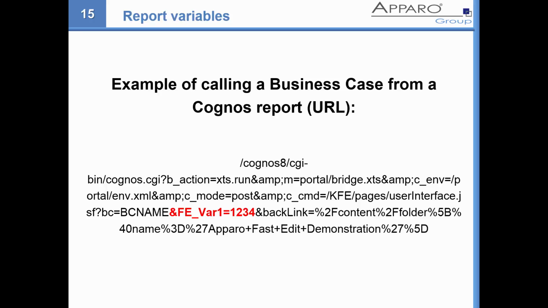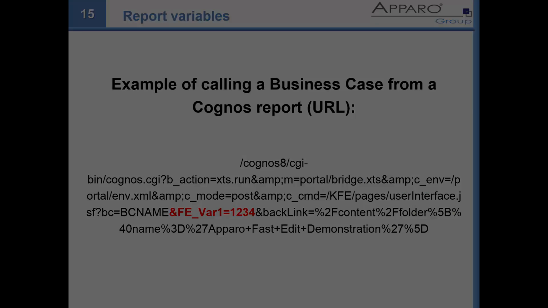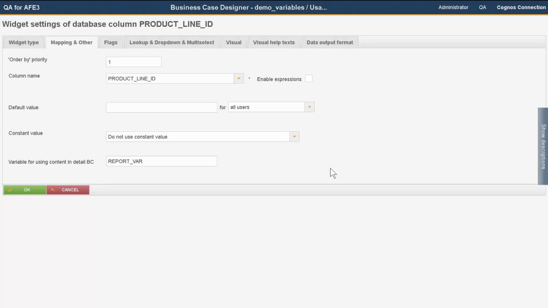This can be, for example, the content of a prompt or the content of any report variable. If you want to transport a value from a master to a detailed business case, as here, the content of the widget product, line ID, go to the tab Mapping and Others and enter the name of the report variable that shall contain this value in the detailed business case. In the detailed business case, you must define a report variable of the same name.